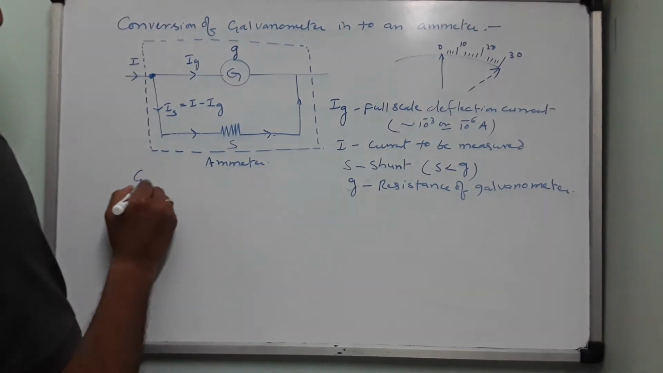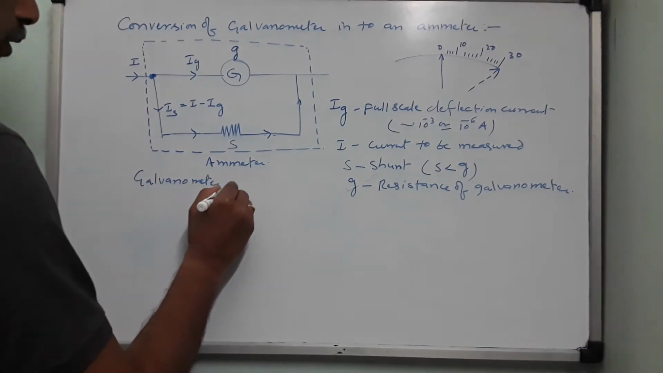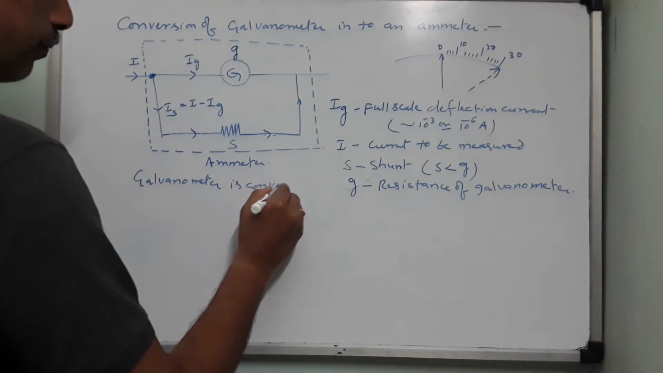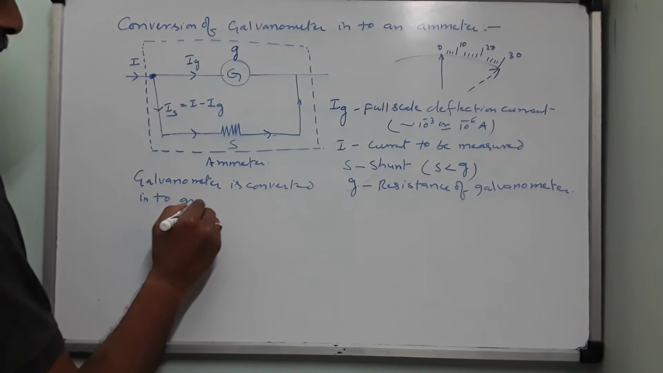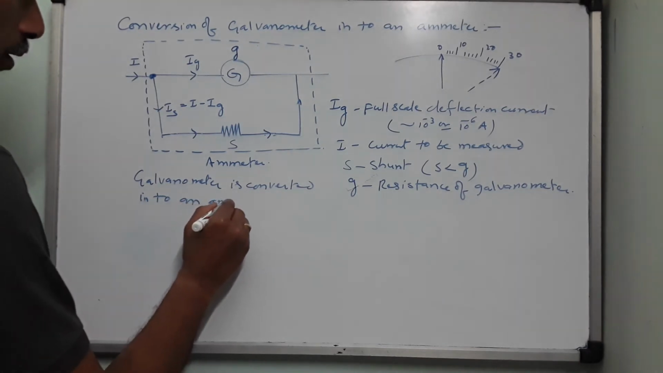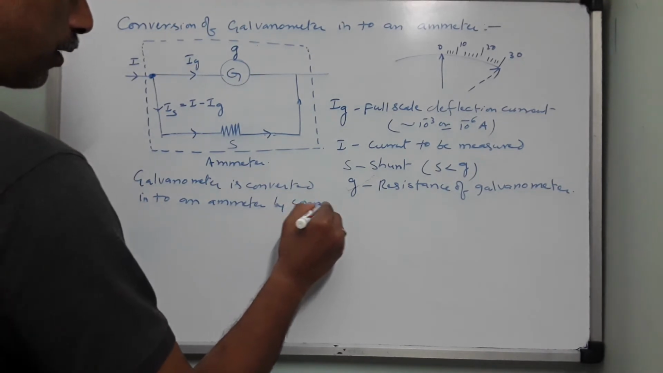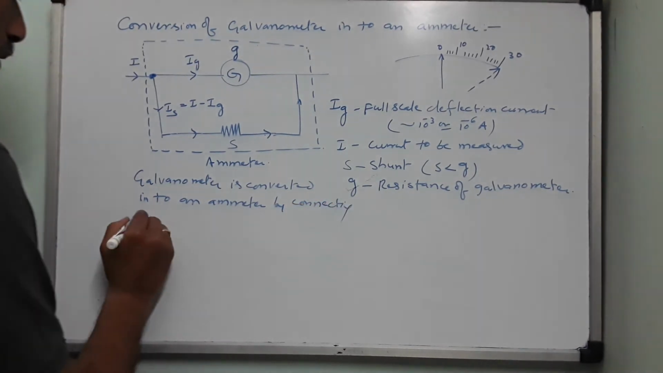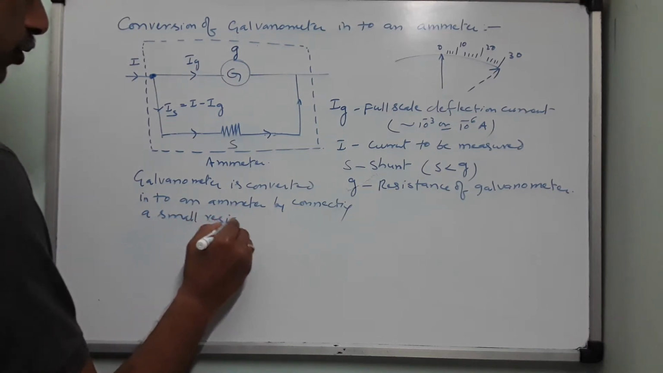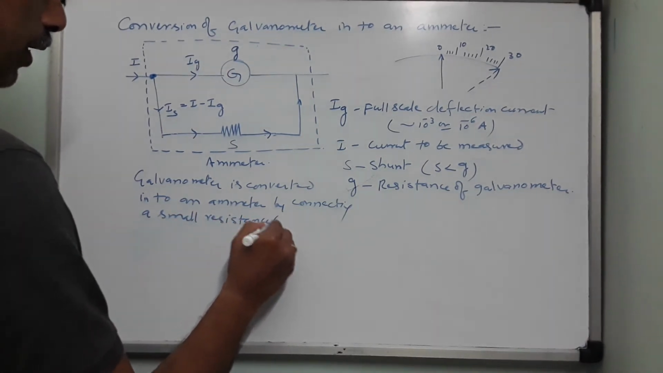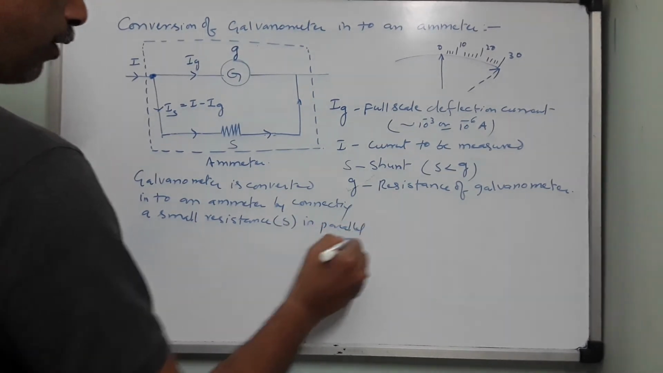So a galvanometer is converted into an ammeter by connecting a small resistance in parallel to it.